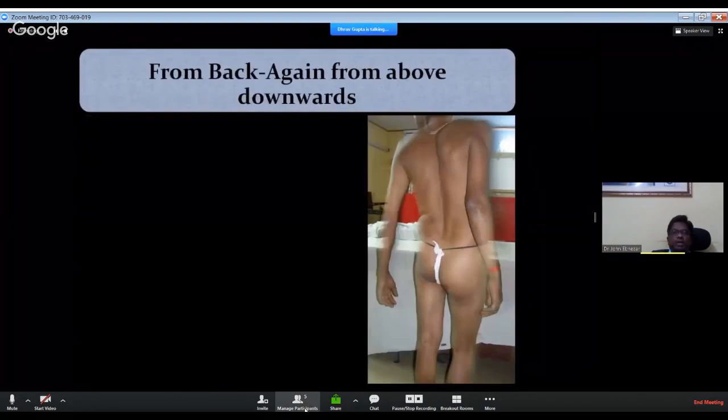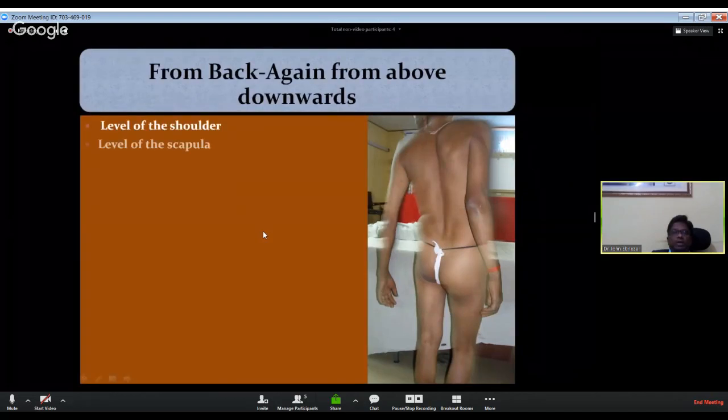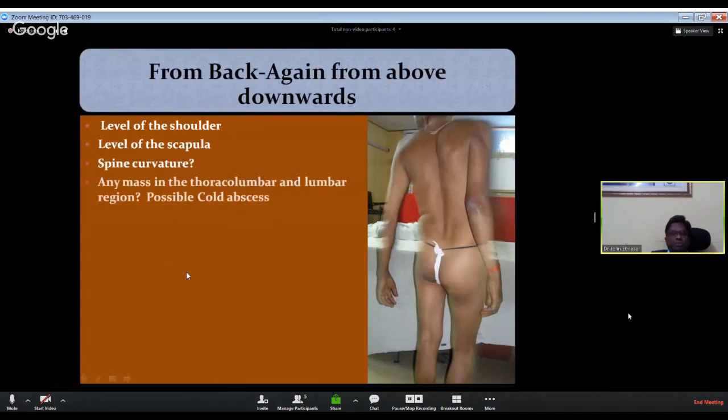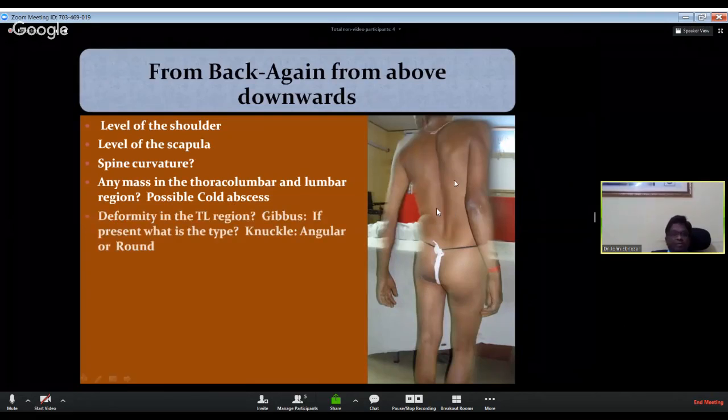Then from the back, again from above, what is the level of the shoulder? The level of the scapula, spine curvatures, any mass in the thoracolumbar and lumbar region, possible prolapses, deformity in the thoracolumbar region, and a hump. If a hump is present, what is the type of hump? Is it a knuckle, angular, or round? Is the pelvis level or tilted up and down? Fullness in the gluteal region, you have to look at that.